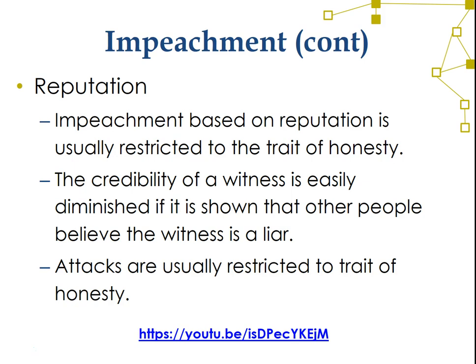Well, let's talk about it. Impeachment based on reputation is usually restricted to the trait of honesty, also called truth and veracity. Now, the credibility of a witness is easily diminished if it can be shown that other people believe the witness is basically a liar. And as discussed in Chapter 5, reputation is usually known or shown by the testimony of people who claim to know what the community thinks about a certain person. Now, for impeachment, the question rests on the general reputation of the witness for honesty.